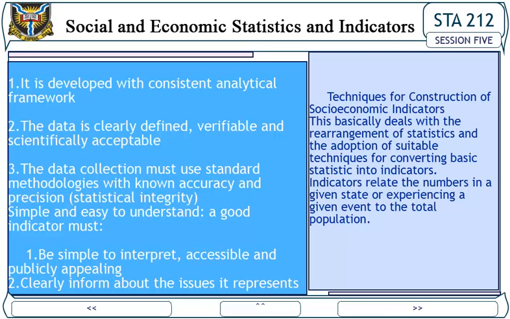Techniques for construction of socio-economic indicators. This basically deals with the rearrangement of statistics and the adoption of suitable techniques for converting basic statistics into indicators. Indicators relate the numbers in a given state or experiencing a given event to the total population.